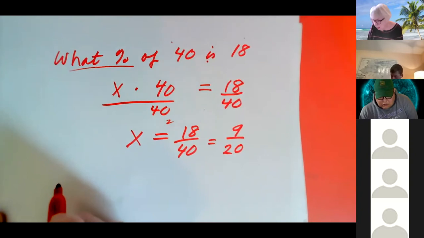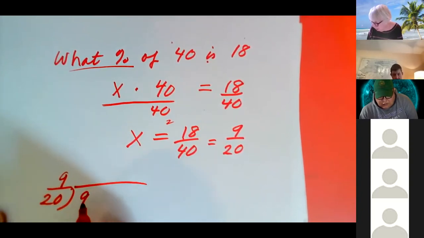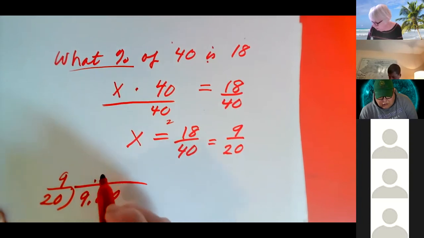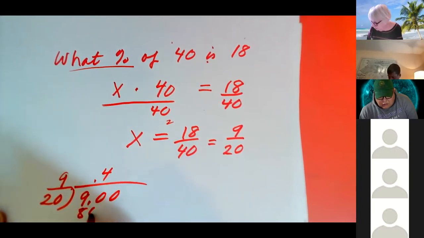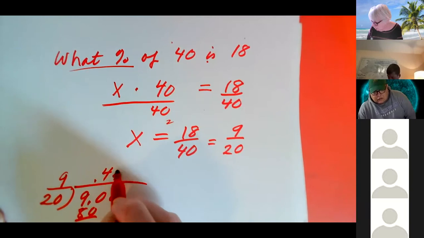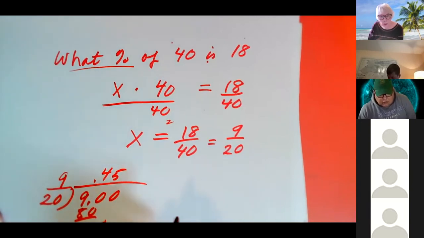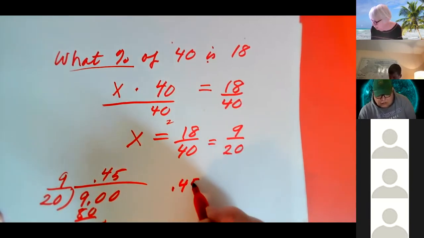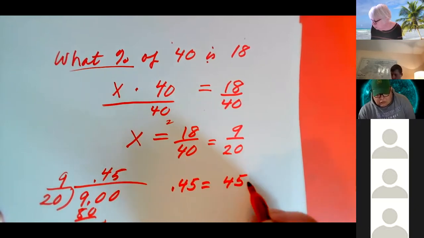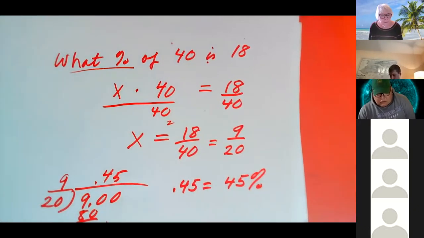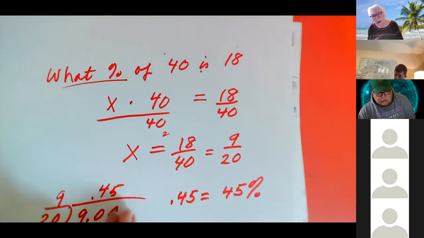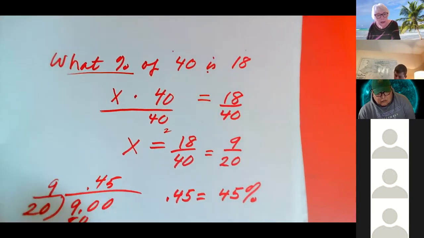And so you can divide this out, 45. So as a decimal, it's 0.45, which is 45%. Okay. So I think that one's okay.